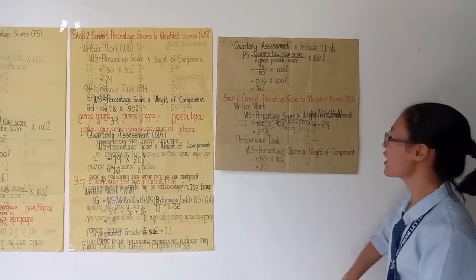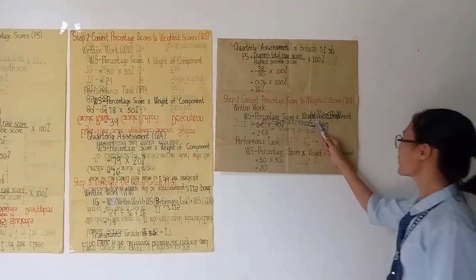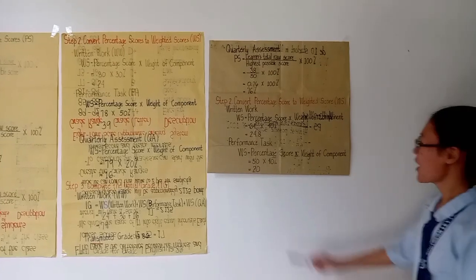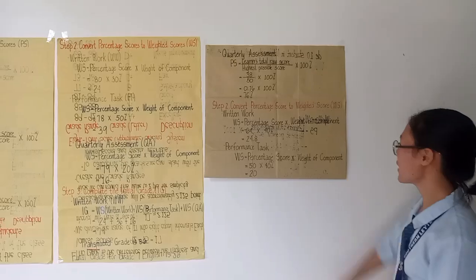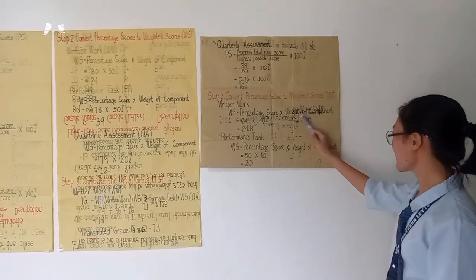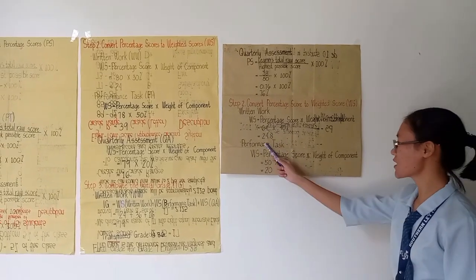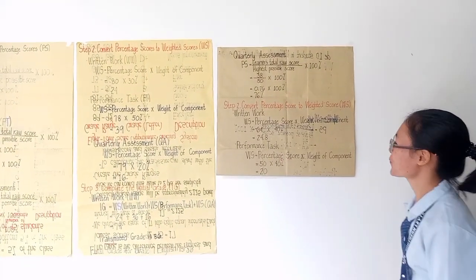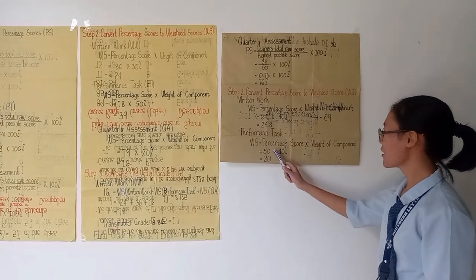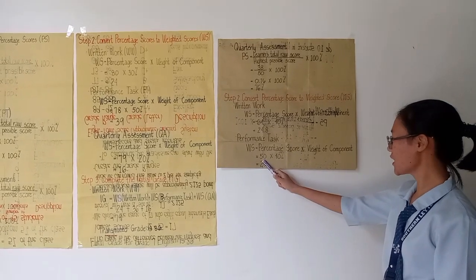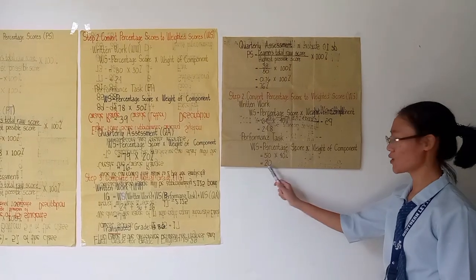Written work, we have the formula here: weighted score equals percentage score times weight of components. So the percentage score is 64. We have to multiply it by the weight of component, which is 40%. So 64 times 40% equals 24.8. In performance task, the same formula: percentage score, which is 50, times weight of component, 40%. So 50 times 40% equals 20.